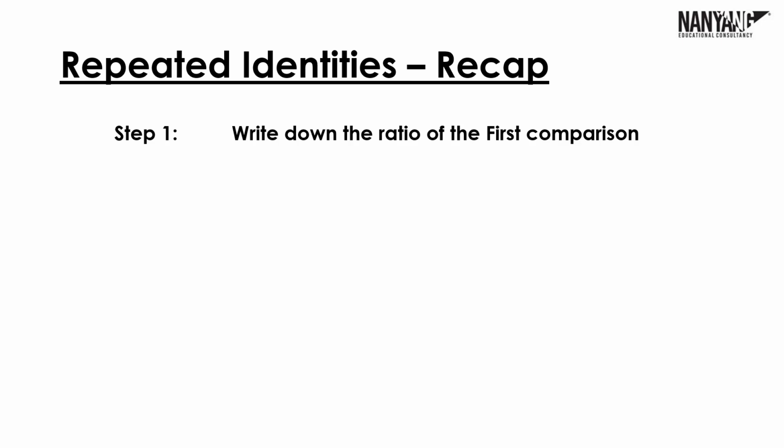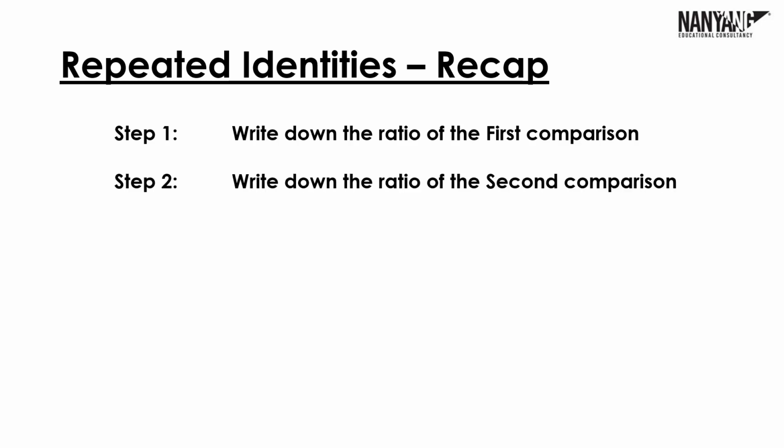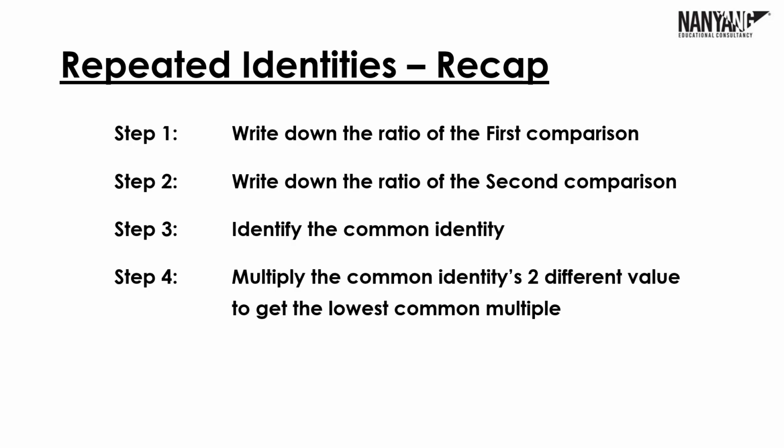Now let's do a recap. First, we write down the ratio of the first comparison. Then we write down the second comparison in terms of ratio. Next, we can finally identify the common identity. While doing so, we multiply the common identity's two different values to get the lowest common multiple, which will then give us our overlapping ratio. Finally, using the units and whatever information the question gave us, we can solve the question.